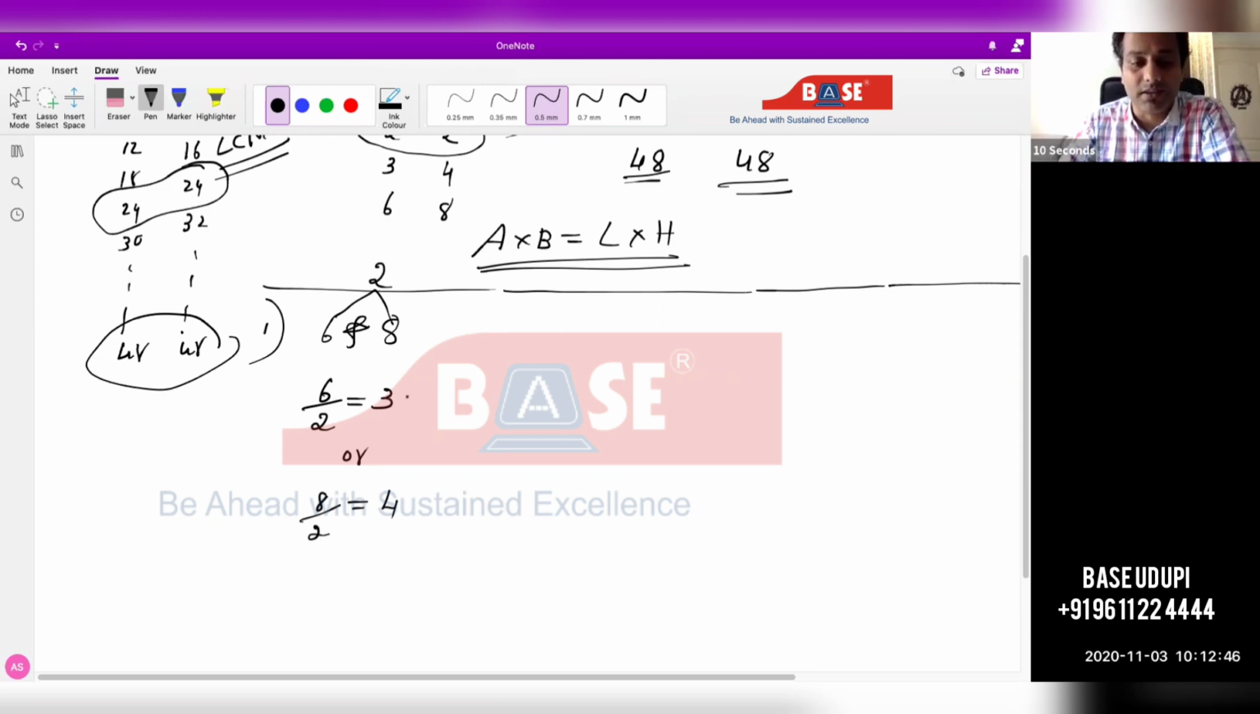So what is the number here? 3. You need to multiply by 8, and 24 is the answer. Here you need to multiply by 6, and you can see the same answer. LCM is 24. So either you take the first number and divide by the difference, and whatever answer you get, you multiply by the other number. Or you take 8 and divide by the difference, and whatever answer you get, multiply with the other number. Either way, the answer remains the same, 24.